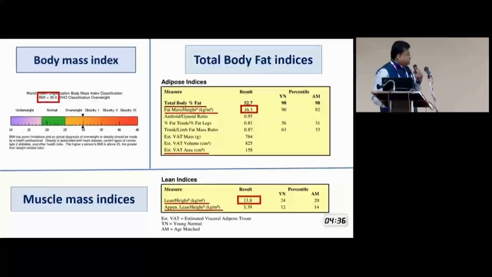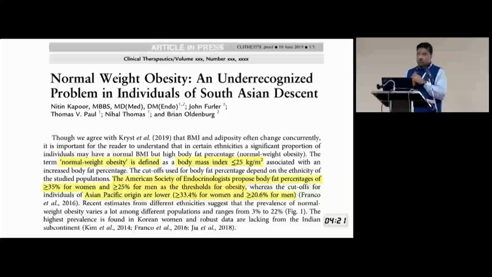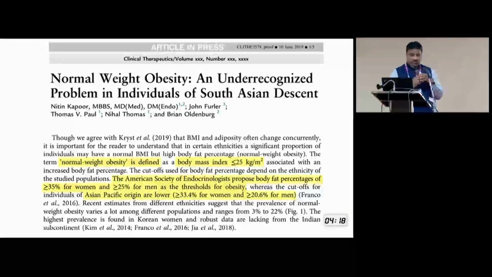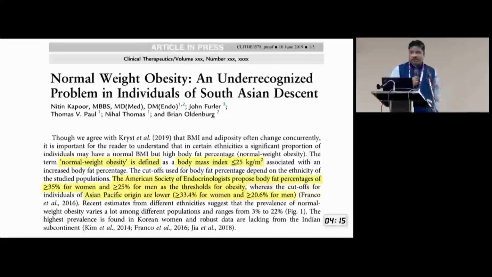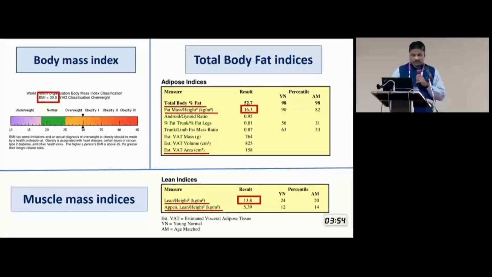We have the total body fat percentage here. In this particular case, BMI is 30, total body fat percentage is 50. Now what is a normal total body fat percentage is very debatable. Different studies, different organizations talk about it differently. The American Association of Clinical Endocrinologists gives a value of 35% and 25% for women and men. The Asia Pacific region details are 33.4% for women and 20% for men. The Endocrine Society of India Clinical Practice Guidelines makes it simple. Anything above 25% is abnormal for men. Anything above 30% is abnormal for women.